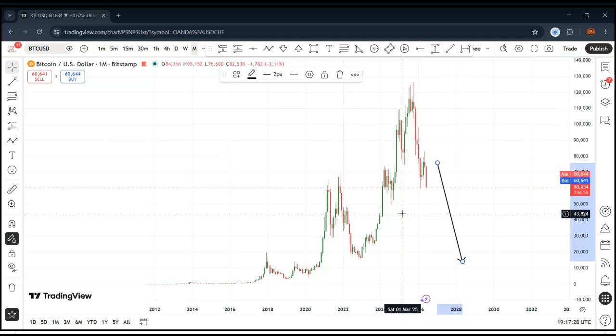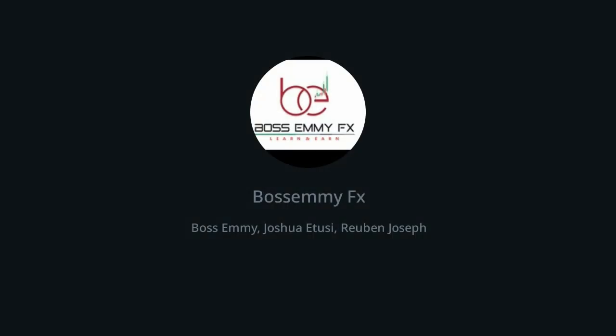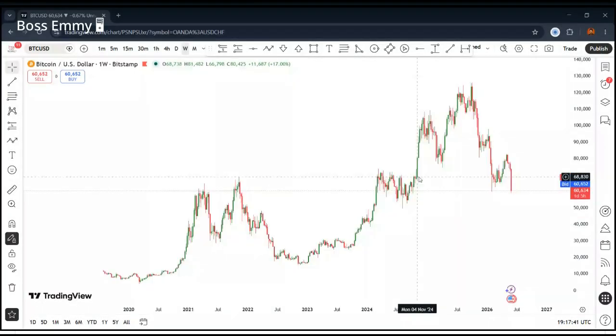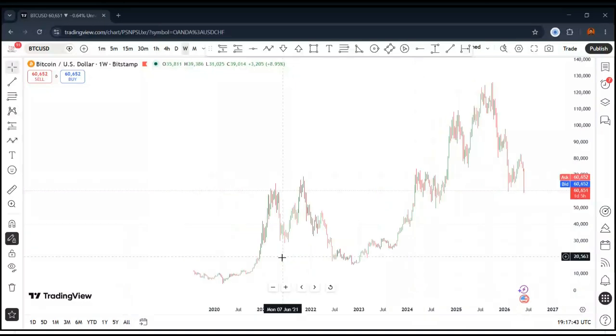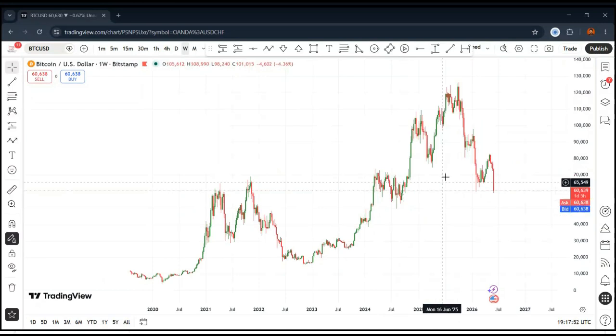So let's quickly go to the weekly time frame, where we are going to get a better structure of the markets. On the weekly time frame, we can see a good view of the market right from 2020 down to today. Around December last year, I was expecting Bitcoin to drop to this point.